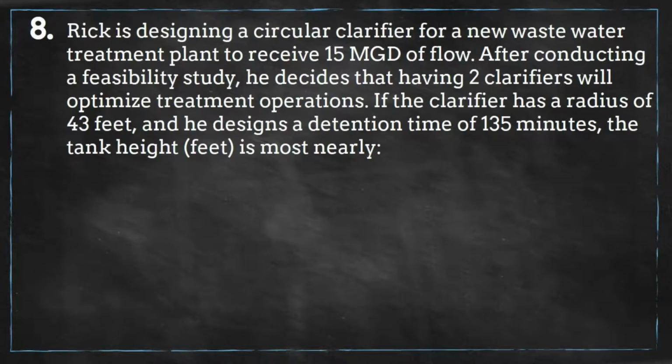Rick is designing a circular clarifier for a new wastewater treatment plant to receive 15 million gallons of flow. After conducting a feasibility study, he decides that having two clarifiers will optimize treatment operations. If the clarifier has a radius of 43 feet, and he designs a detention time of 135 minutes, the tank height is most nearly A, 8, B, 16, C, 32, or D, 64.